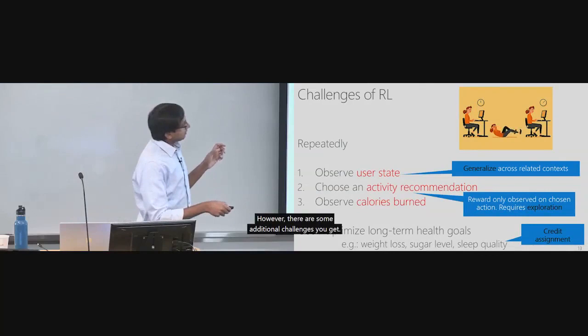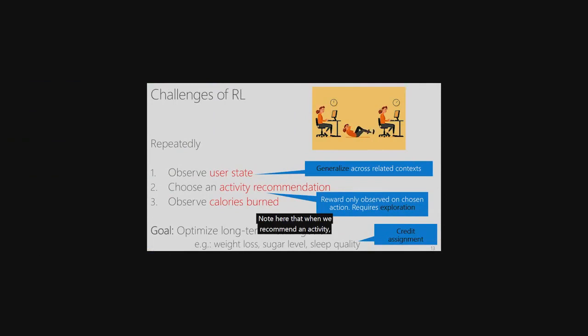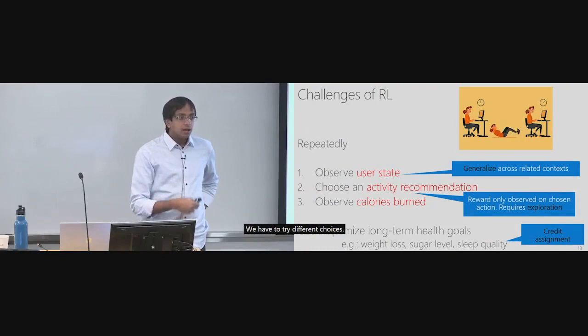However, there are some additional challenges you get, right? So note here that when we recommend an activity, we only get to observe the reward outcome for the activity we recommended. We don't know what would have happened if we recommended something else. So there is no notion of a ground truth label that we are getting. This is the part where we only get to observe the quality of the action we choose, and this is what necessitates what's called exploration. We have to try different choices, and that's the only way we learn about them.